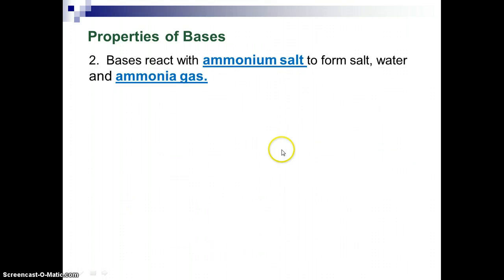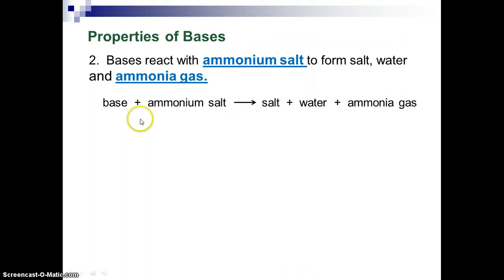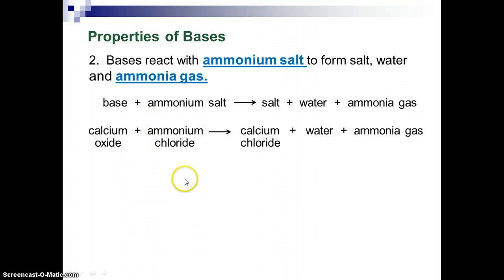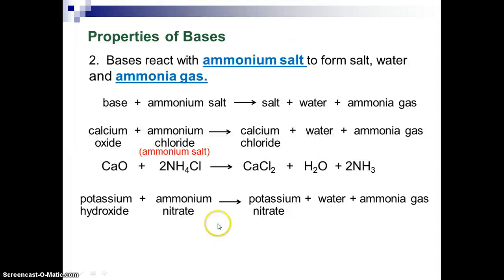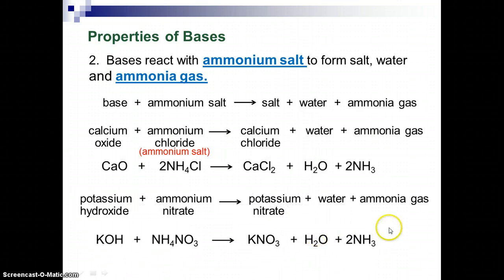Number 2, bases react with ammonium salts to form salt, water, and ammonia gas. Example: calcium oxide with ammonium chloride gives calcium chloride plus water plus ammonia gas. Potassium hydroxide plus ammonium nitrate gives potassium nitrate plus water plus ammonia gas. These are the balanced equations for these reactions.